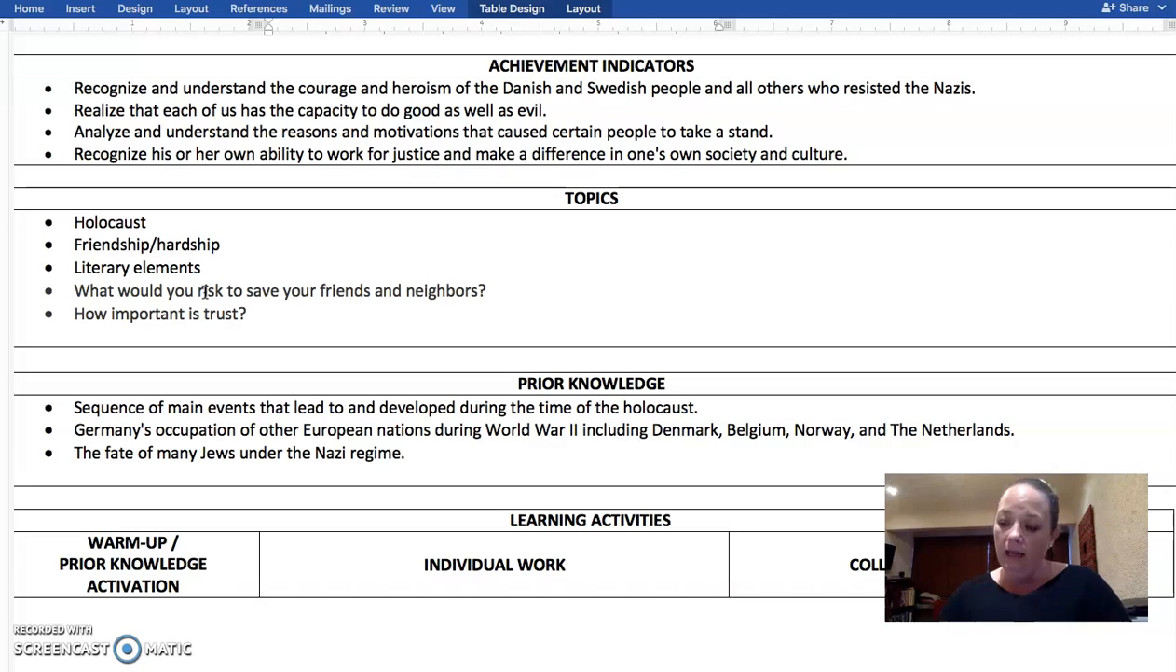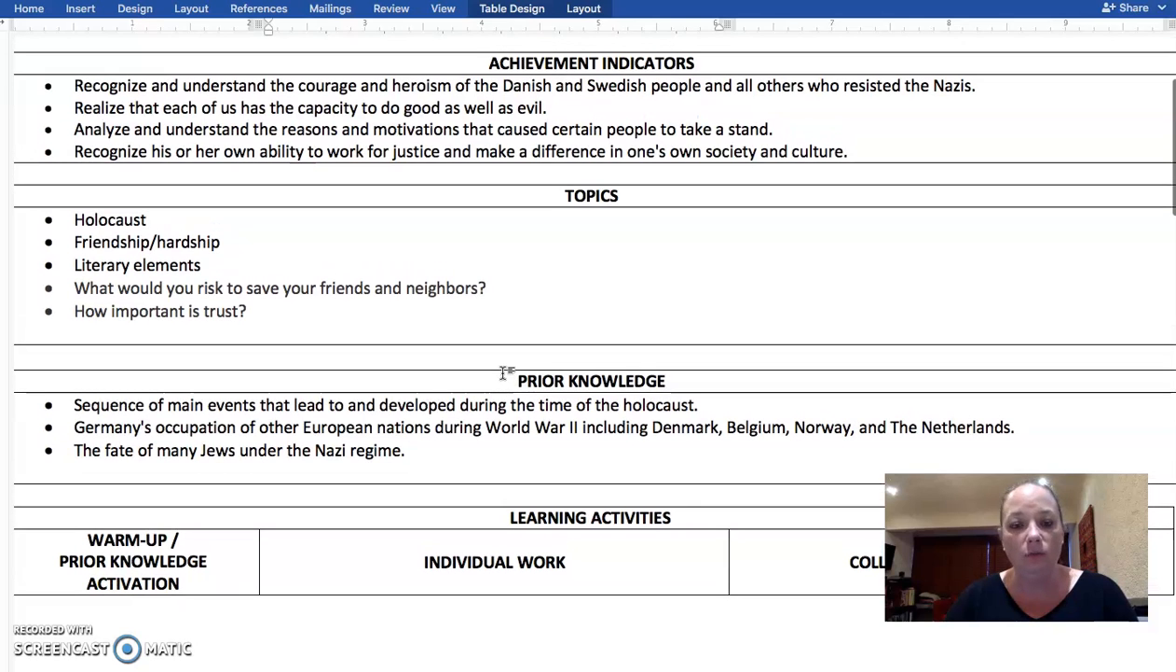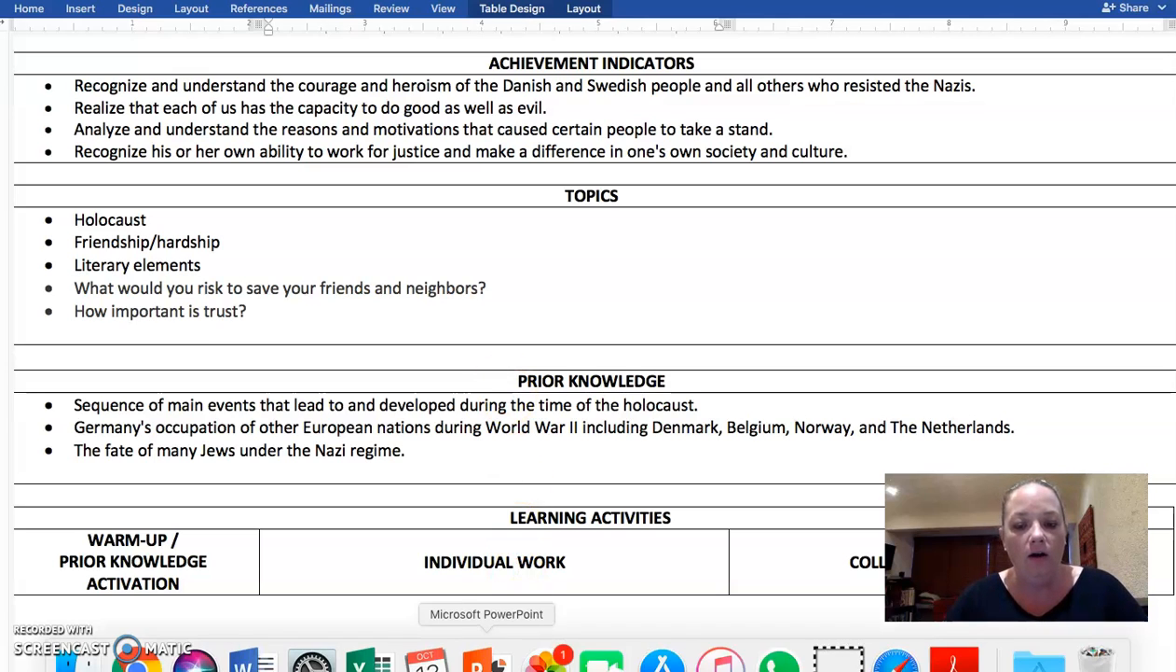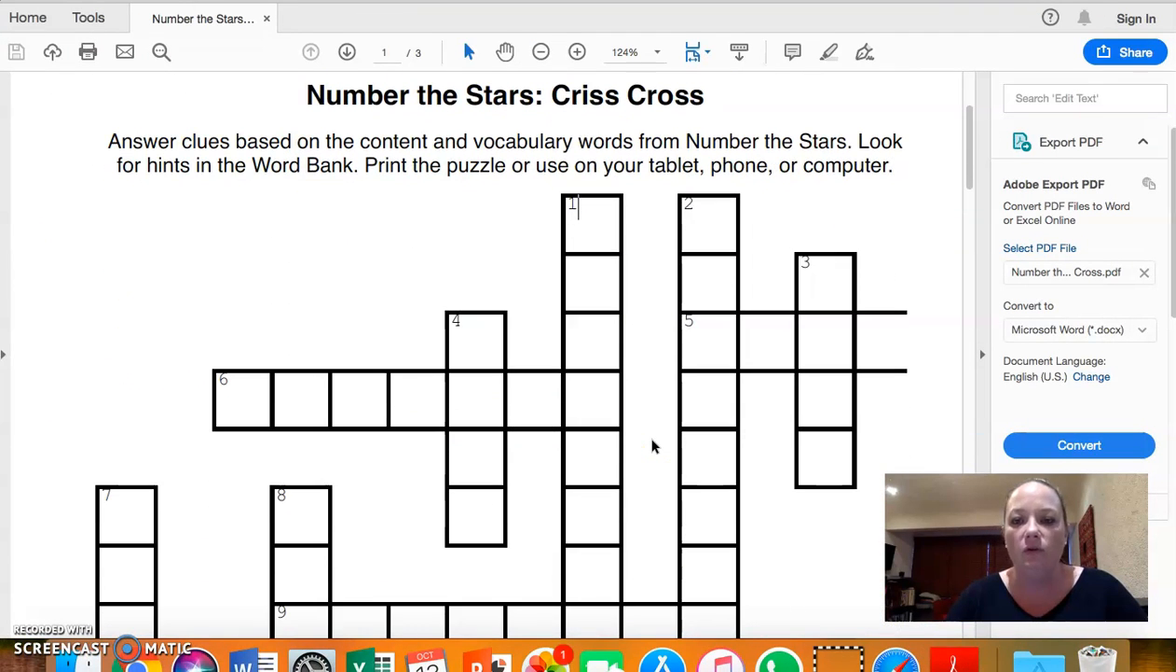So today, we've gone through our achievement indicators, and now we're going to talk about how we're going to achieve this. So the first thing that we're going to do is we're going to have a quick motivating introduction. I know that you guys love puzzles. So in order to start that, we are going to start working on what I call a crisscross. This is a Number the Stars crisscross. And today we're going to work on it on your tablet.